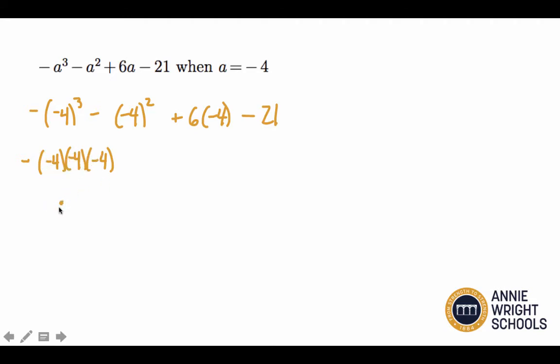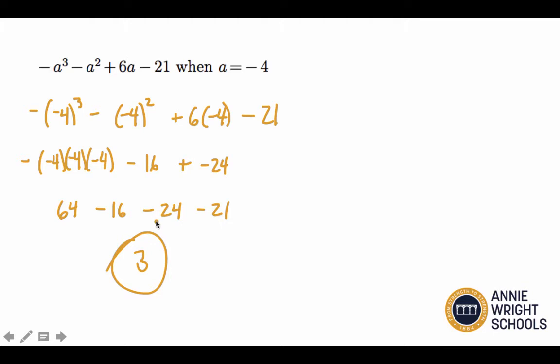4 times 4 times 4 is 64. Minus a negative 4 times a negative 4, which is 16. So minus 16, plus a negative times a positive is a negative, so negative 24. So minus 24 and then minus 21. All right, so 64 minus 24 is 40. 40 minus 21 is 19. 19 minus 16 is 3. And there's your final answer.